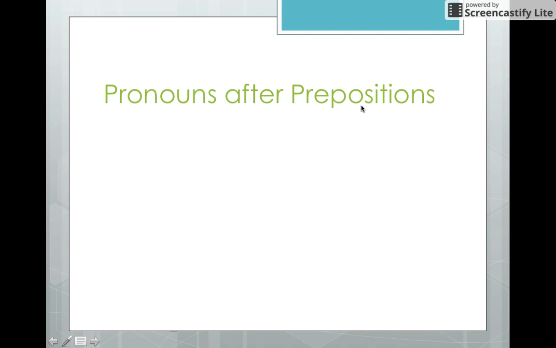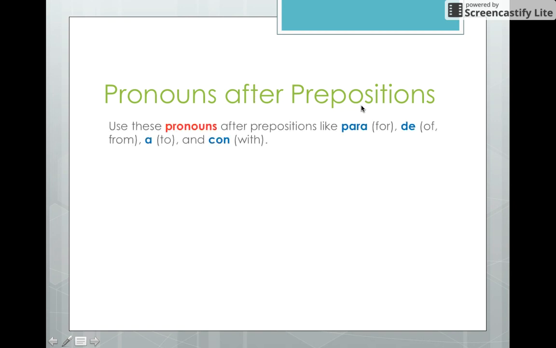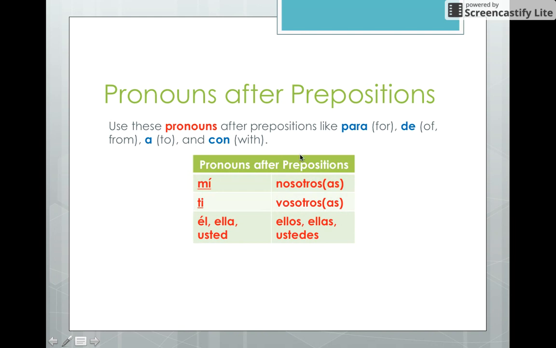Pronouns after prepositions. Let's reinforce this concept. Remember that we use these pronouns after prepositions like para, which is for, de, which is of or from, a is to, and con is with. So these four are the most commonly used in the Spanish language. Add this also. Here's your pronouns after prepositions chart. We've already talked about it, but just reinforcing the concept.